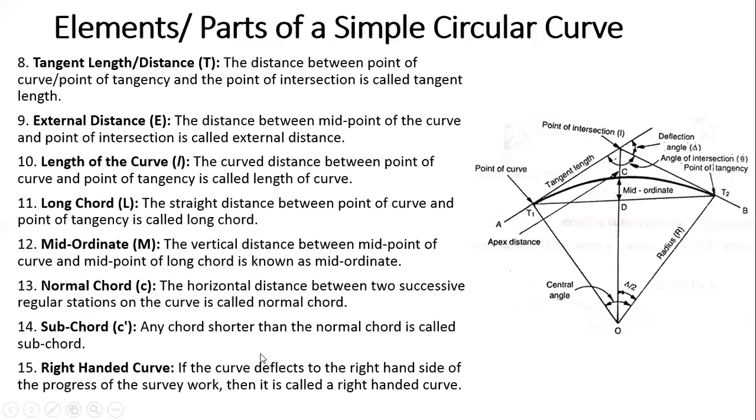What is a right hand curve? If you are doing the survey in this direction, and your curve is deflecting towards the right of you, like here, then this is called your right hand curve. If the curve is deflecting towards the left, suppose the curve is going this way on the left side, then it is called your left hand curve. Clear?